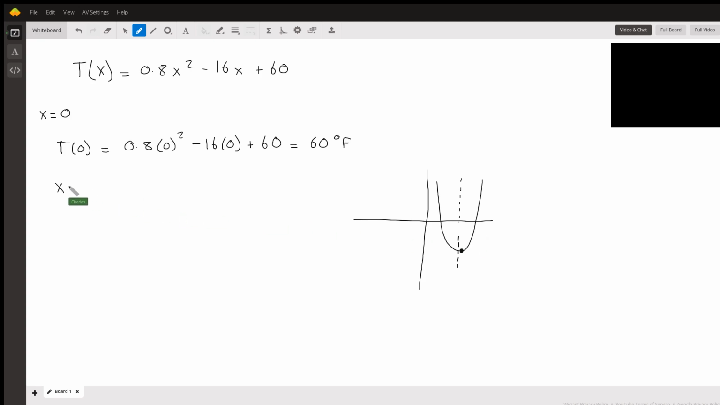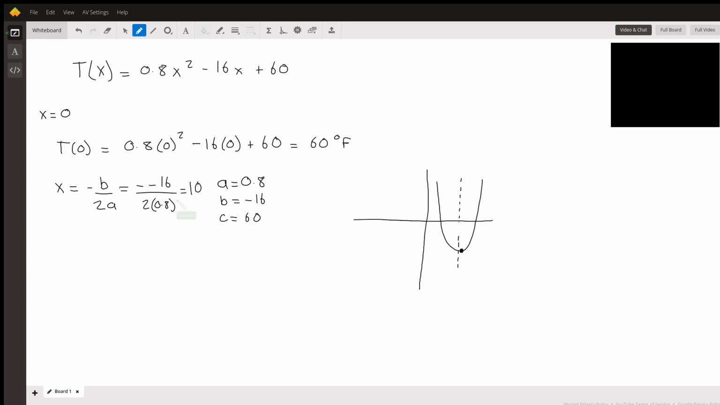The rule to find the axis of symmetry is minus b over 2a. So a represents the coefficient of the x squared. B represents the negative 16, which is the coefficient of the x, and C technically represents 60. So if you do minus b over 2a, you're doing minus negative 16, all divided by 2 times 0.8. And if you do that on your calculator, you will end up with 10. So you know that when x equals 10, which is time equals 10, that's when you're going to get the minimum temperature. So the answer would be 10.